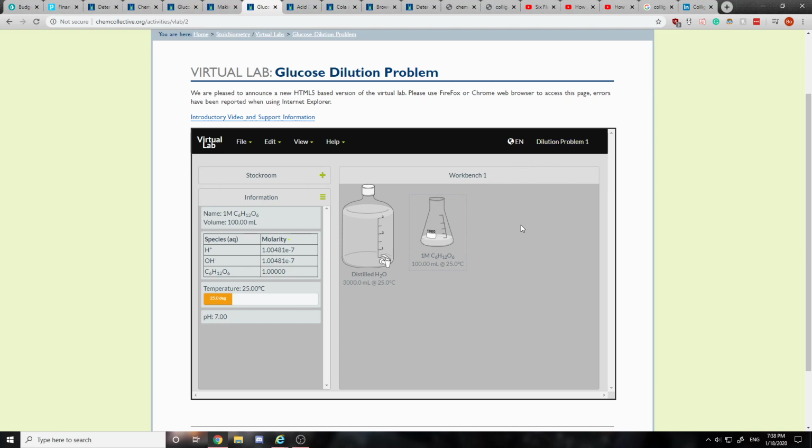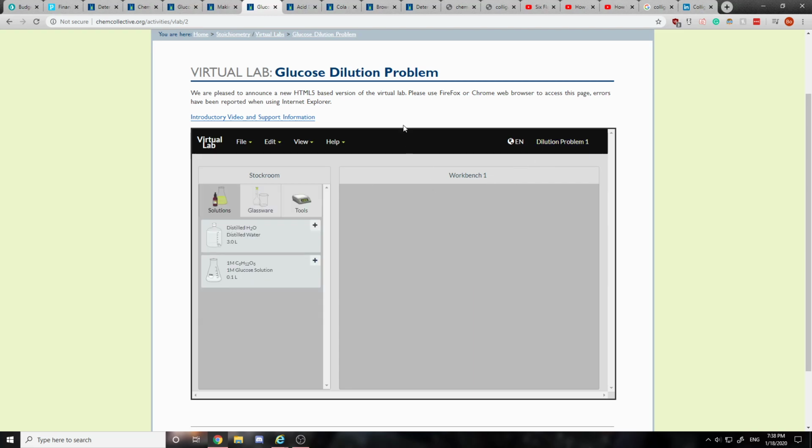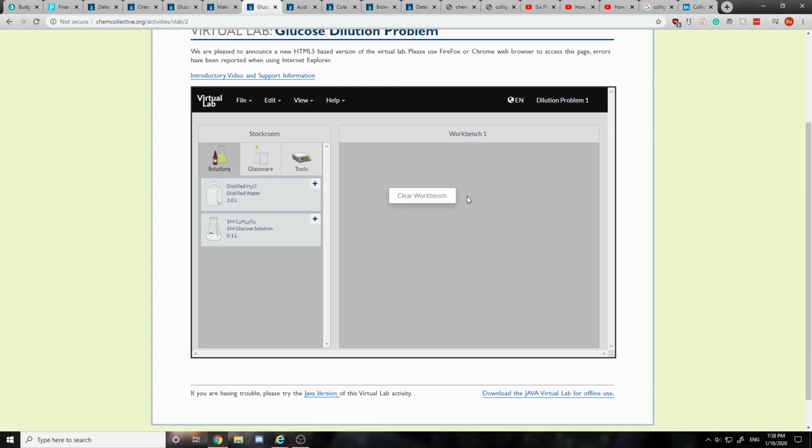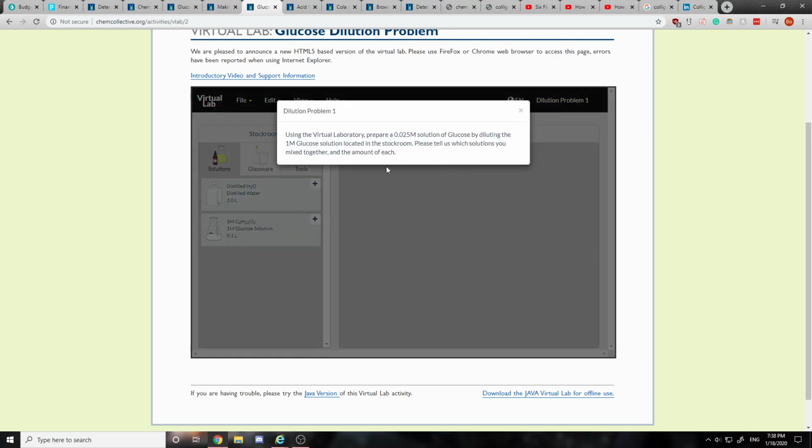So again, this is a virtual lab. You can do labs without actually physically handling chemicals and cleaning glassware and all that stuff. Just right click and clear bench. That's it. That's your cleanup. Each of these virtual labs has a task for you to do. To find out the task, you click on the top right where it's the name of the lab. Here is dilution problem 1. If you click on it, this gives you the task at hand. It says, using the virtual laboratory, create a 0.025 molar solution of glucose by diluting 1 molar glucose solution located in the stockroom.